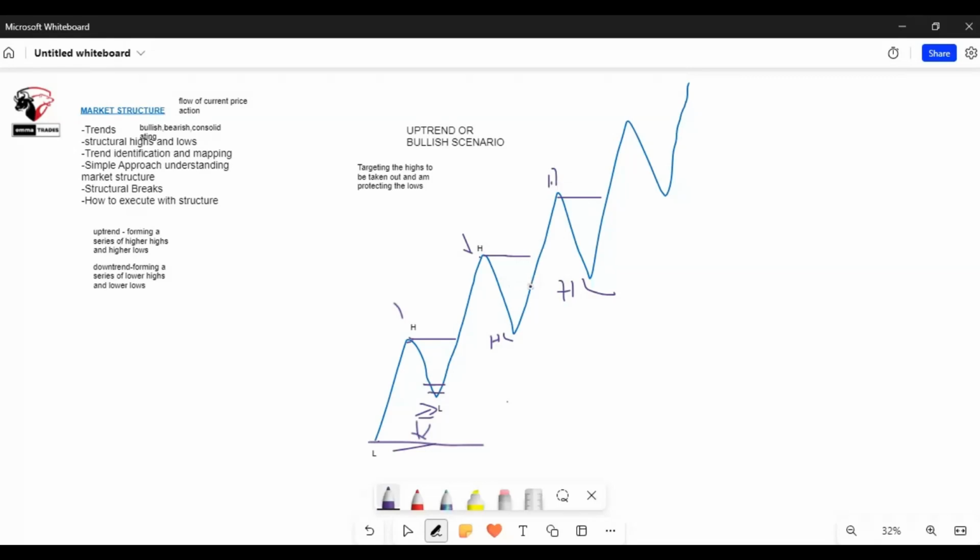That's just the simple concept, not yet execution. We're going to take it step by step, then we shall see how to execute simply. We shall add a few concepts because you can't execute entirely using this. You're just identifying the structure and trying to understand how structure is moving. So that's it for the uptrend.